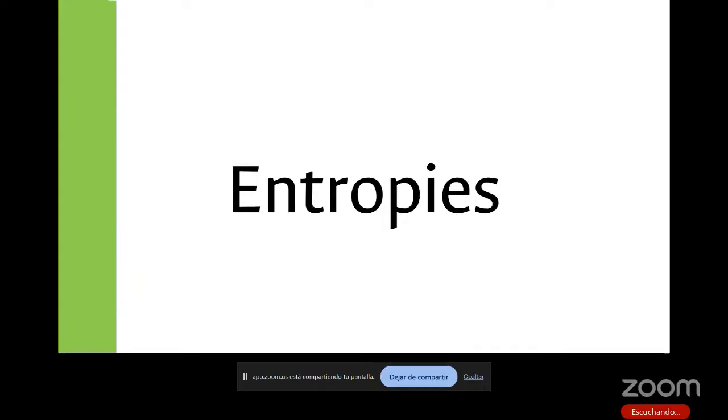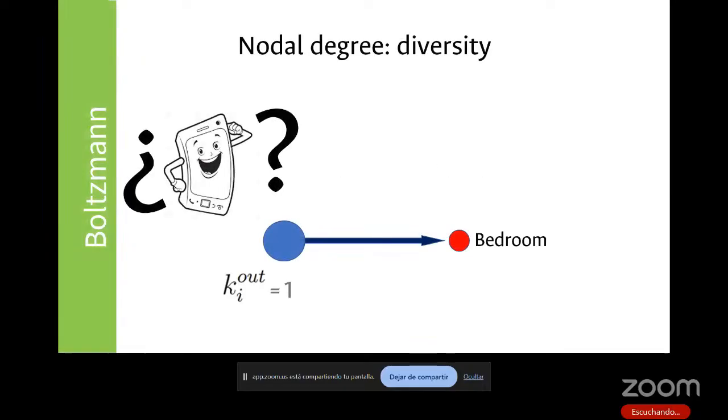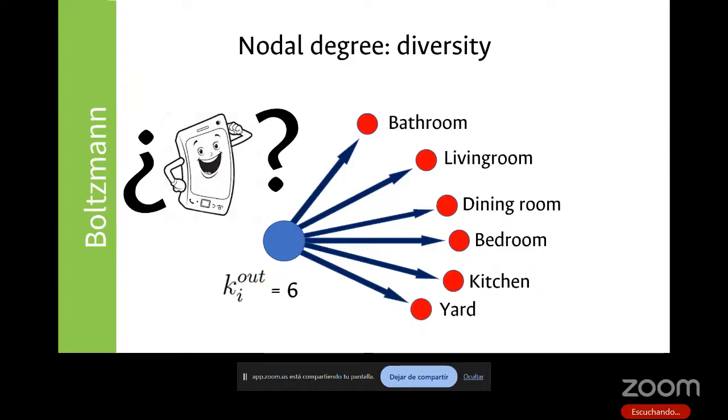So let's go to the game of entropies. This is a very ordered system, at least from my mother's and my wife's point of view. When I just use my cell phone in the bathroom, it is clear that it has to be there. But if I use my cell phone everywhere in my house, I would say that it is quite disordered, and there are many more alternatives for finding the cell phone, and I would say that it is related with diversity.